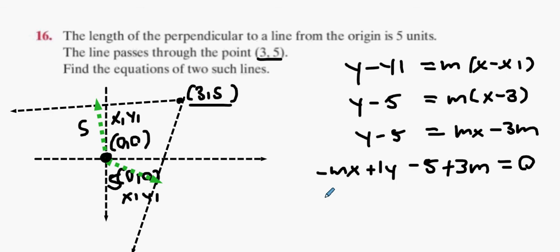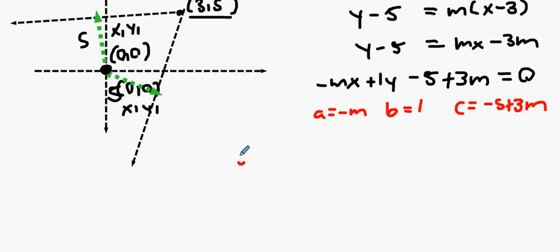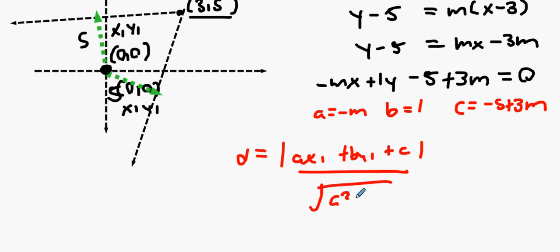What's our a value this time? Minus m. What's our b value? 1. What's our c value? Minus 5 plus 3m. We have to throw all of that into the d formula. And you're going to have to figure out what the m value is from there. What do we know about the d value? Its value is 5. You guys are going to throw in the a, b, and c values and see if you can get out m that way.